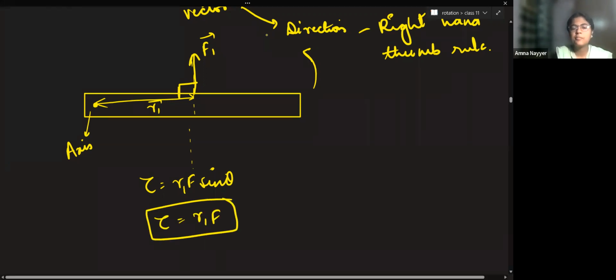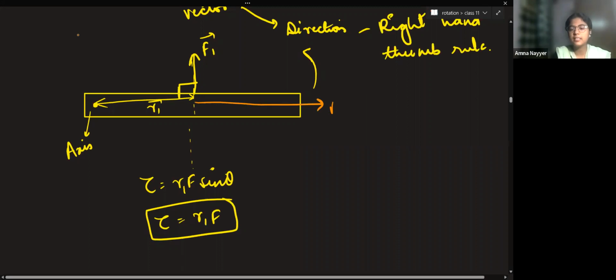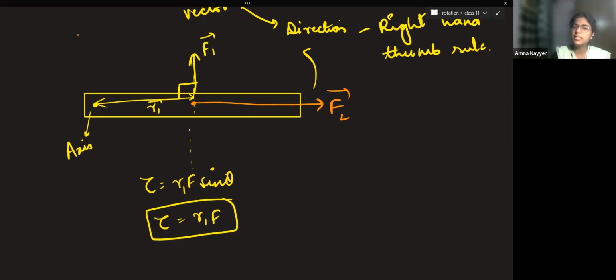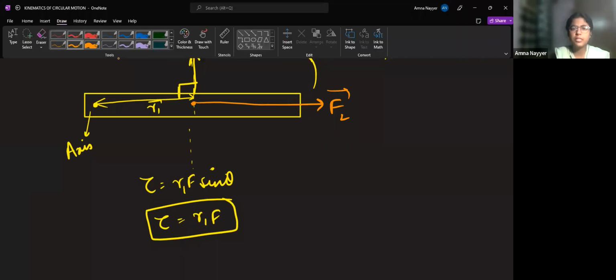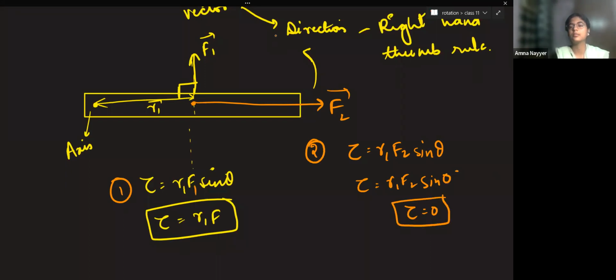Suppose in the second case, the force is acting like this. This is the F2 force, which is acting straight, and the distance from the axis is still R1. Now when we write R1 F2 sine theta, the angle between the perpendicular vector and the force, both are parallel to each other. So this directly becomes R1 F2 sine 0 degree. So this torque becomes 0. Like this, you have to solve the questions on torque.